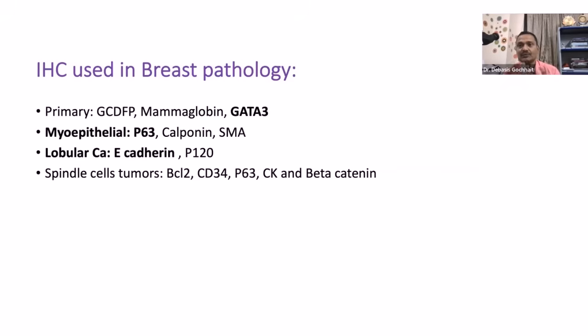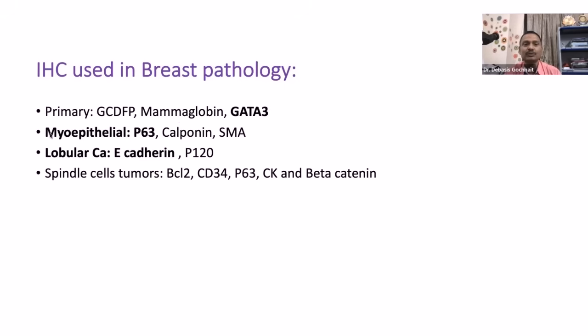Suppose I am having doubt whether this is in situ or invasive, I will do this myoepithelial marker, that is P63 and calponin. If these markers are positive, surrounding the tumor cells, that means it is in situ. Whereas if myoepithelial markers are missing, and the tumor cells are going inside, then it becomes an invasive carcinoma.